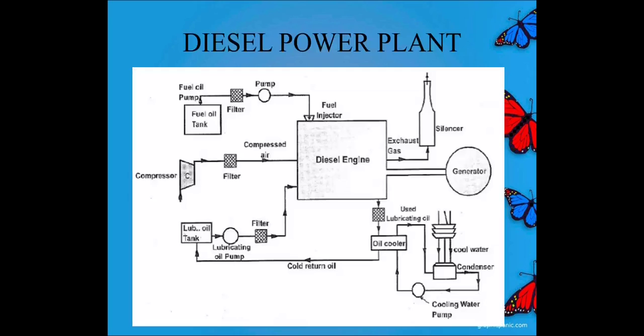Diesel power plant is nothing but a diesel generator. It is a diesel power plant, but the plant looks very big in size. For example, one plant should produce a minimum of 50 megawatts. The current is enough to run our Sivakasi city.